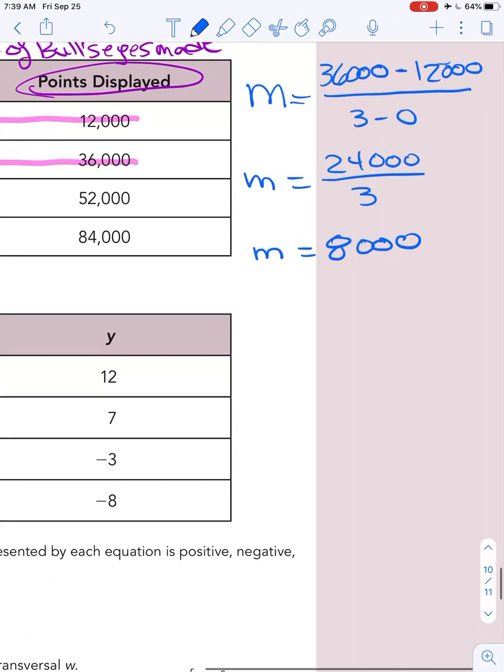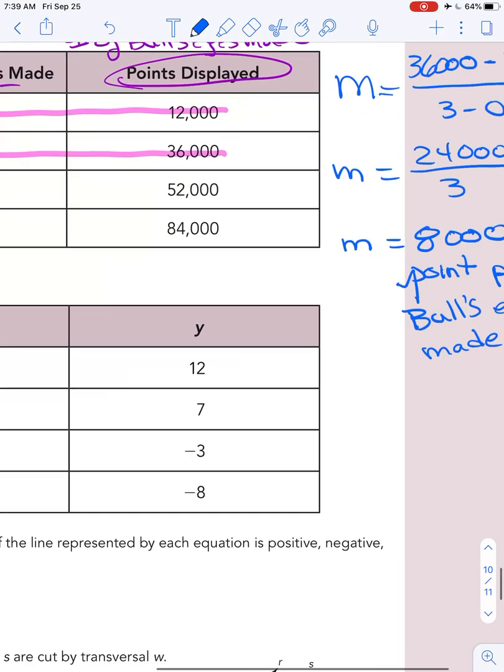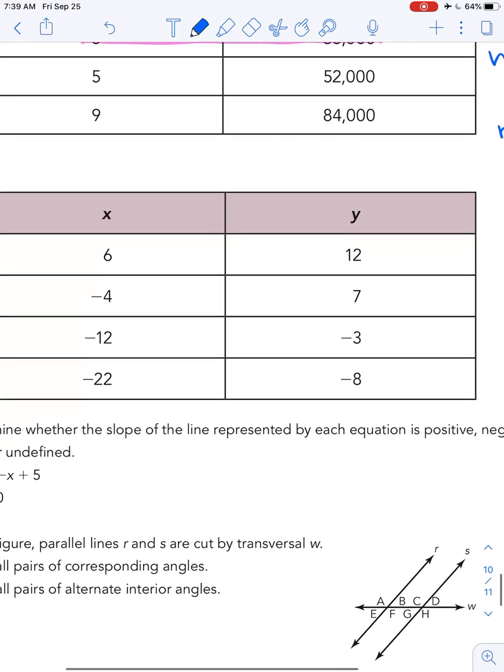So 8,000 points per bullseye. Sorry guys, lots of sounds today. Bullseyes made. And then I believe this is our last problem.